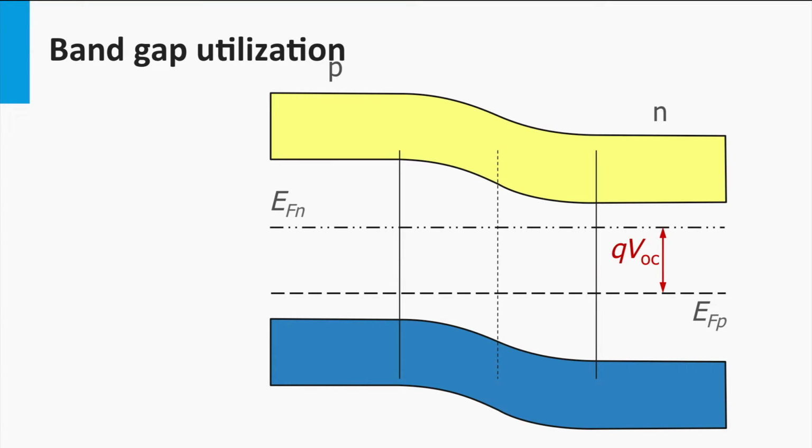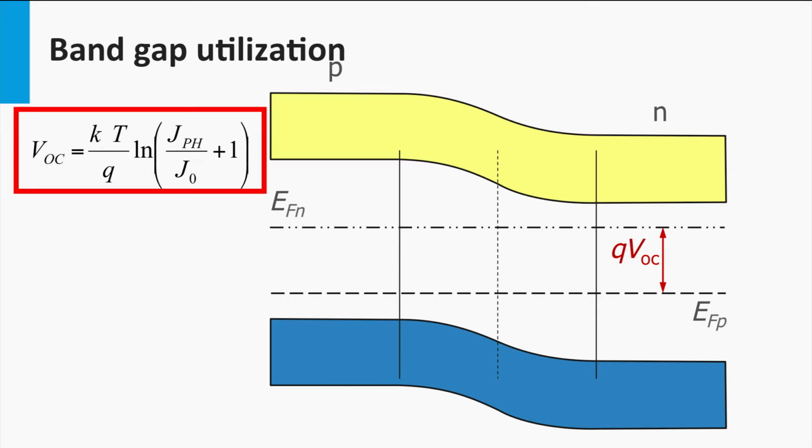First, we start with the design rule, the bandgap utilization. Here you see a PN junction. On the left, the P-doped, and on the right, the N-doped. Further, we see the quasi-Fermi levels. The extent of splitting between the quasi-Fermi levels determines the open circuit voltage. Earlier this week, we deduced an expression for the open circuit voltage, which is shown here. The open circuit voltage depends on the irradiance and the diode leakage current in the dark.